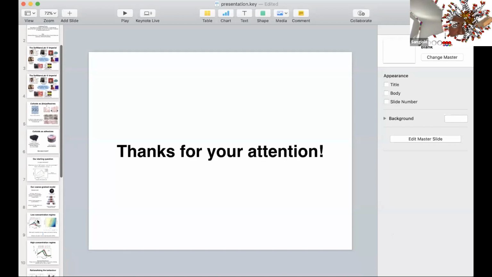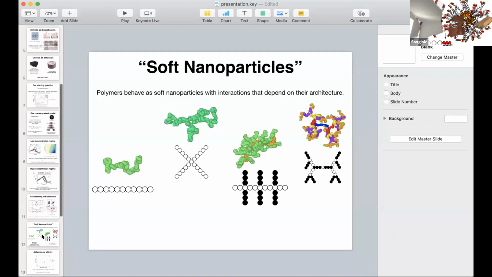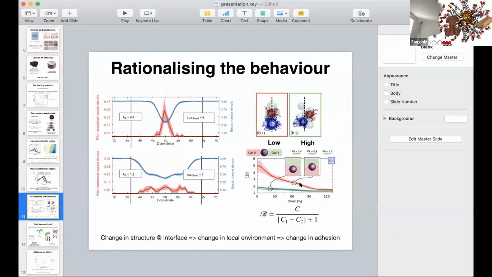I should have been a lot clearer in describing this, but basically, what is B? B is a parameter that we define as the bridging parameter, and it's given by the formula that you see here at the bottom. So what is C? C is the total coordination number of a nanoparticle, the coordination number being the number of polymer beads that interact with the nanoparticle. And C1 and C2 are the beads that come from one half or the other.